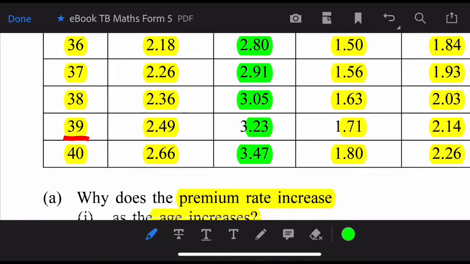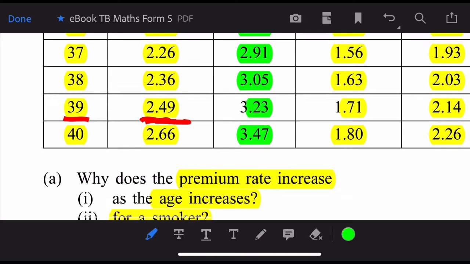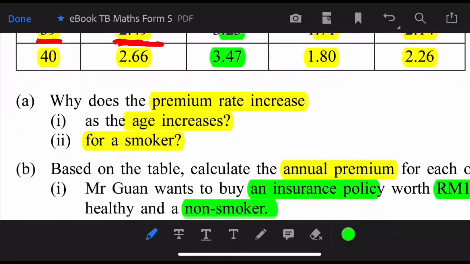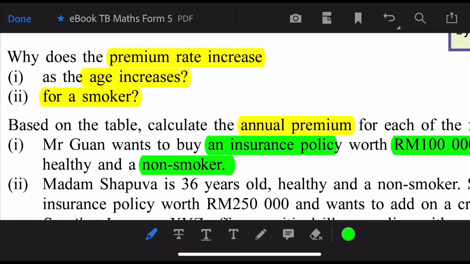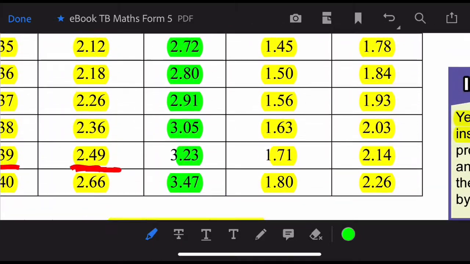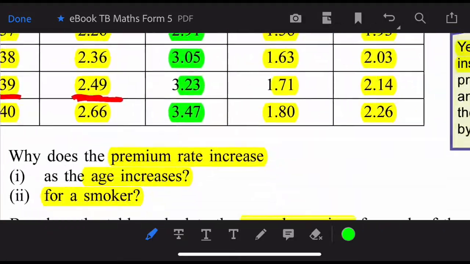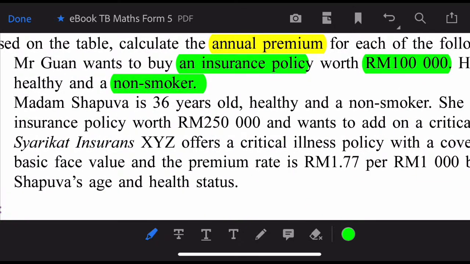So this is actually the same case as Mr. Guan, buying an insurance policy of 100,000, 39 years old and non-smoker. So we will focus on non-smoker and age 39 before we do the calculation later. Now let's read the question first before we answer the question.